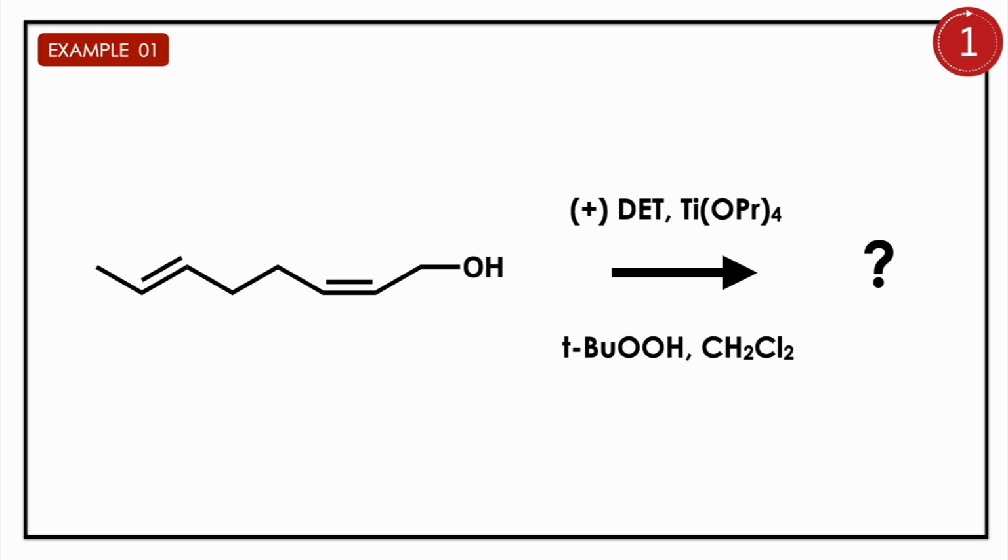Let us see the first example. Here you have a linear compound with a cis alkene and a trans alkene. The allylic alkene is the cis alkene, the terminal alkene is the trans alkene, and you have a terminal alcohol. You are using +DET, titanium isopropoxide, tertiary butyl peroxide, dichloromethane. You should find what will be the final product.